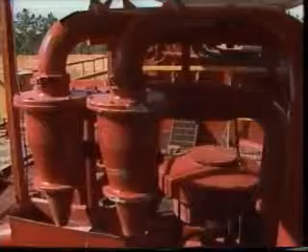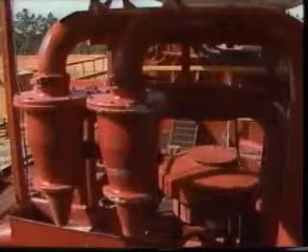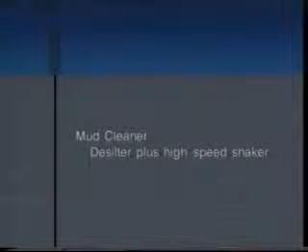Desilters and desanders remove particles using a hydrocyclone. A centrifugal pump picks the mud up from the pit and spins it through the cone, separating the solids from the liquid mud. Since barite is ejected with the solids, desilters cannot be used in a weighted system. A mud cleaner is designed for weighted systems and consists of a desilter bank mounted over a small high-speed shaker. The overflow from the desilter is returned to the pit and the underflow is discharged over the shaker.